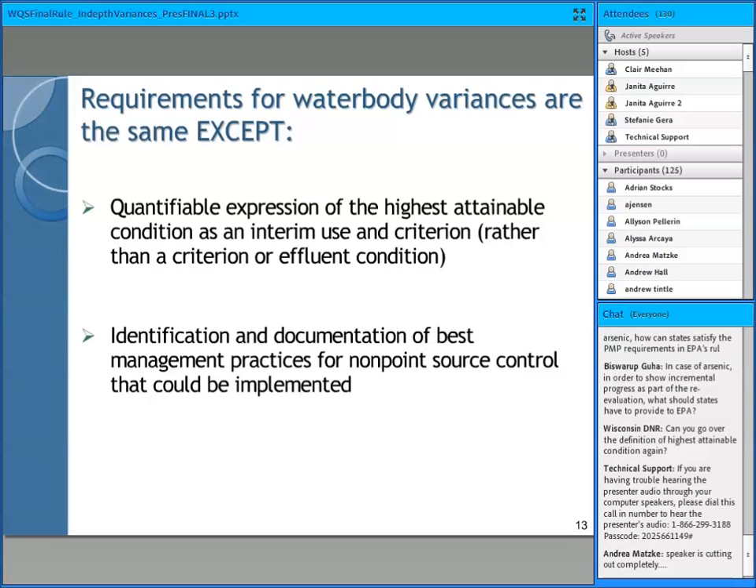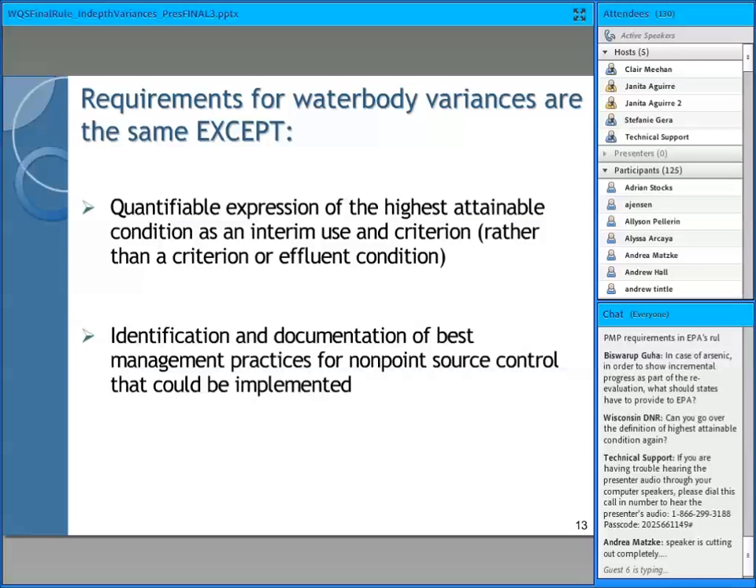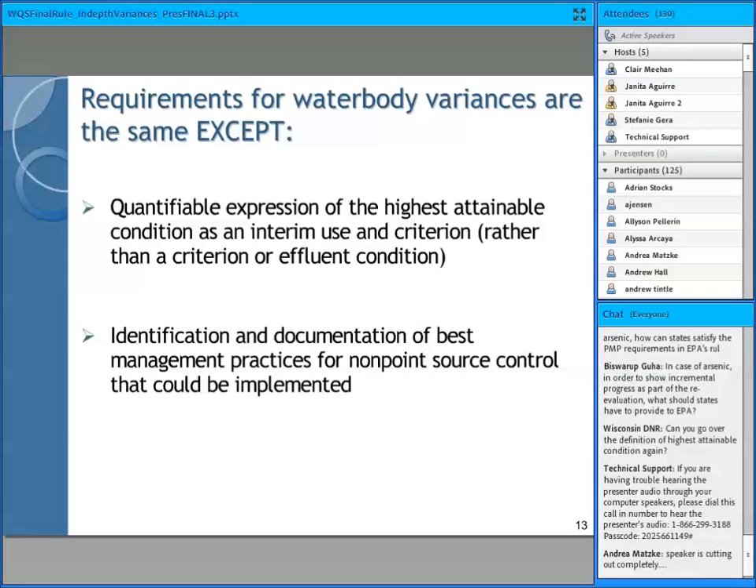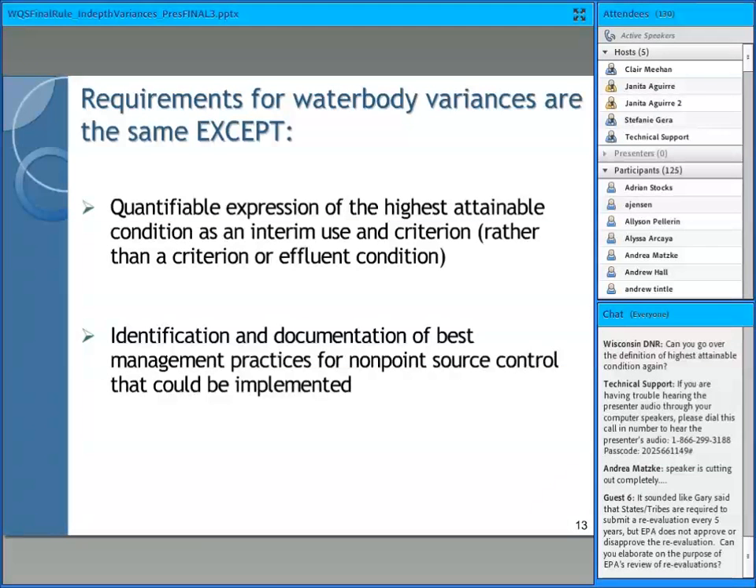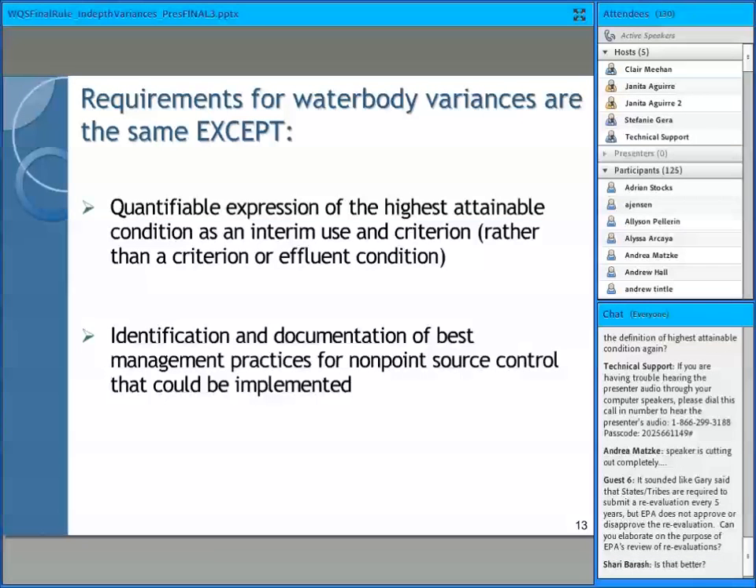To reflect the larger scope of a water body variance, the regulation includes several requirements to ensure public transparency and accountability. First, the regulation does not allow the flexibility to express the highest attainable condition as an effluent condition because EPA expects a water body variance to involve feasible pollutant reductions that may vary among dischargers. Instead, the regulation requires identification of an interim designated use when expressing the highest attainable condition because a water body variance impacts the entire water body in a manner similar to a change in the designated use, and assessment of the highest attainable condition for this type of variance necessarily involves an evaluation of all pollutant sources.